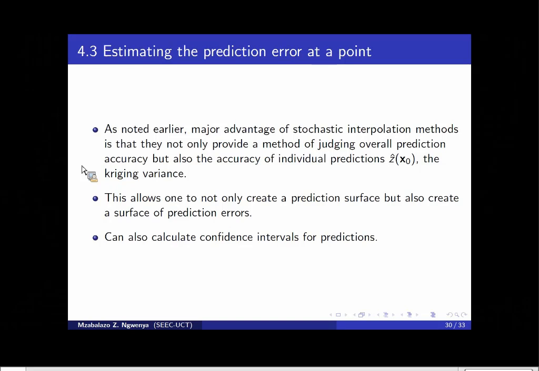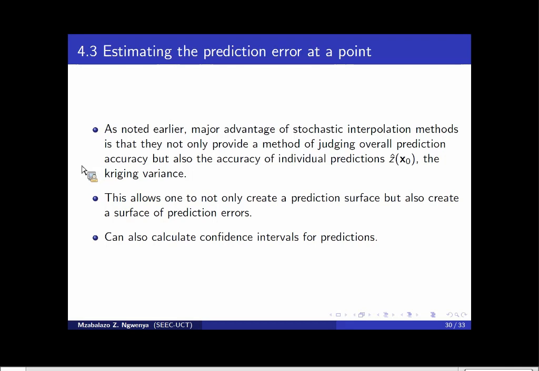Okay, then we can come to the last point. So we said the whole point about stochastic methods is that they allow us to have a prediction for each of our points, and a measure of the accuracy of the predictions at each point, and not just tell us we think our model is doing well on average. So we can say at each particular point how well our interpolator is doing.